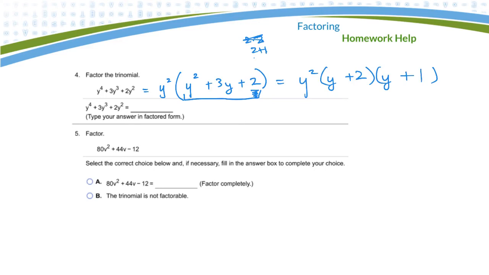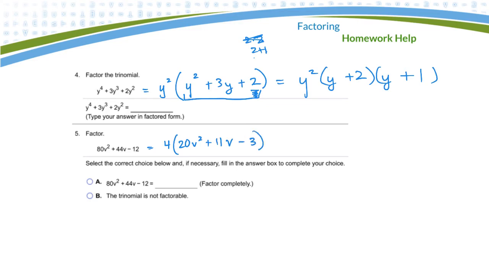Next question, factor, look for a common factor. I can't take a v out. Ooh, I think I can take a 4 out. So if I take a 4 out, I'm left with 20v squared plus 11v minus 3.